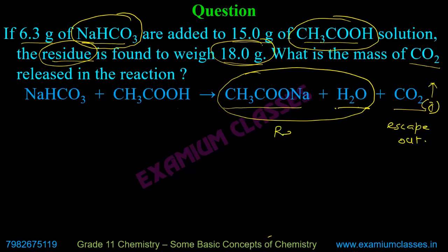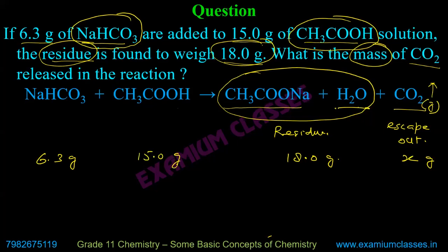This will be the residue, and this is 18 grams. Say X grams is the carbon dioxide which escaped out, because the mass is asked. So assume X grams. The sodium bicarbonate is given as 6.3 grams, and acetic acid is given as 15.0 grams.